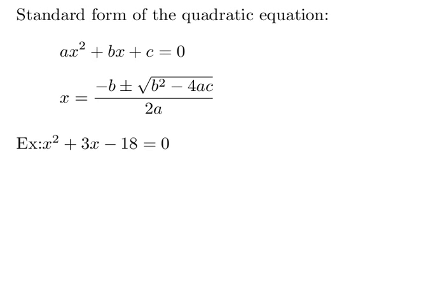Let's give a little space there. Okay, x squared plus 3x minus 18 equals 0. Let's identify what our a, b, and c are. Okay, what's a? I'm going to write it over here.